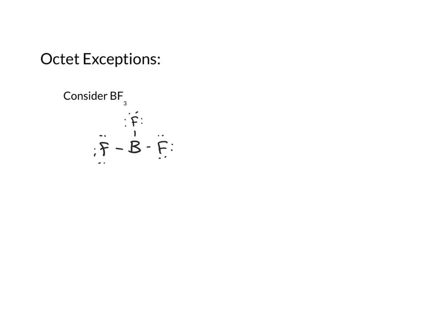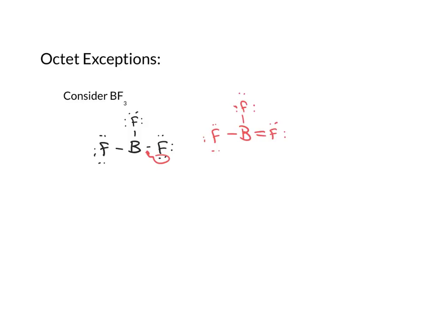So what we've done before, we take this unshared pair and we make it shared between the boron and the fluorine. And so we end up with something that looks like this, where we have a double bond between one of the fluorines, and we have all of this here, and everything has an octet, and everything is all good, right? There's a couple of problems with this structure.